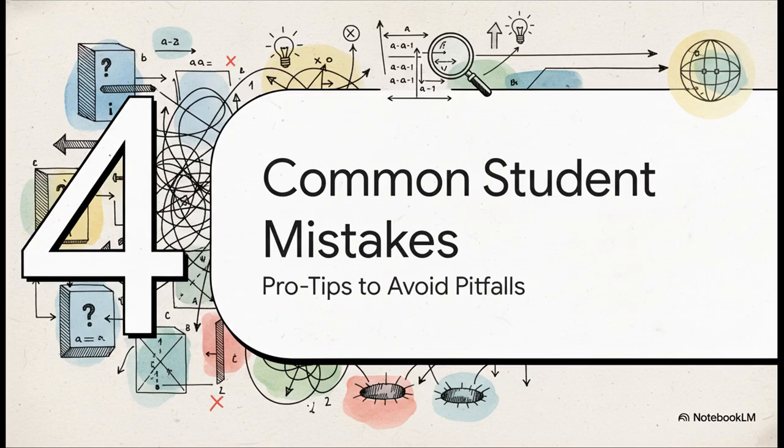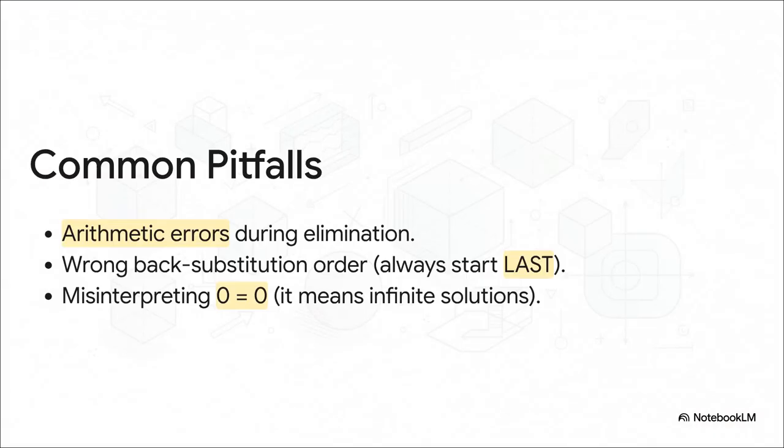Here are a few pro tips to help you avoid the most common pitfalls. First, and this is the biggest one, watch out for simple arithmetic errors. It is so easy to add when you meant to subtract. Just double-check your work as you go. Second, when you start back substitution, always start from the bottom equation and work your way up. Don't even think about starting anywhere else. And finally, remember what 0 equals 0 means. It's not a mistake, it's your signal that you've got a dependent system with infinite solutions.